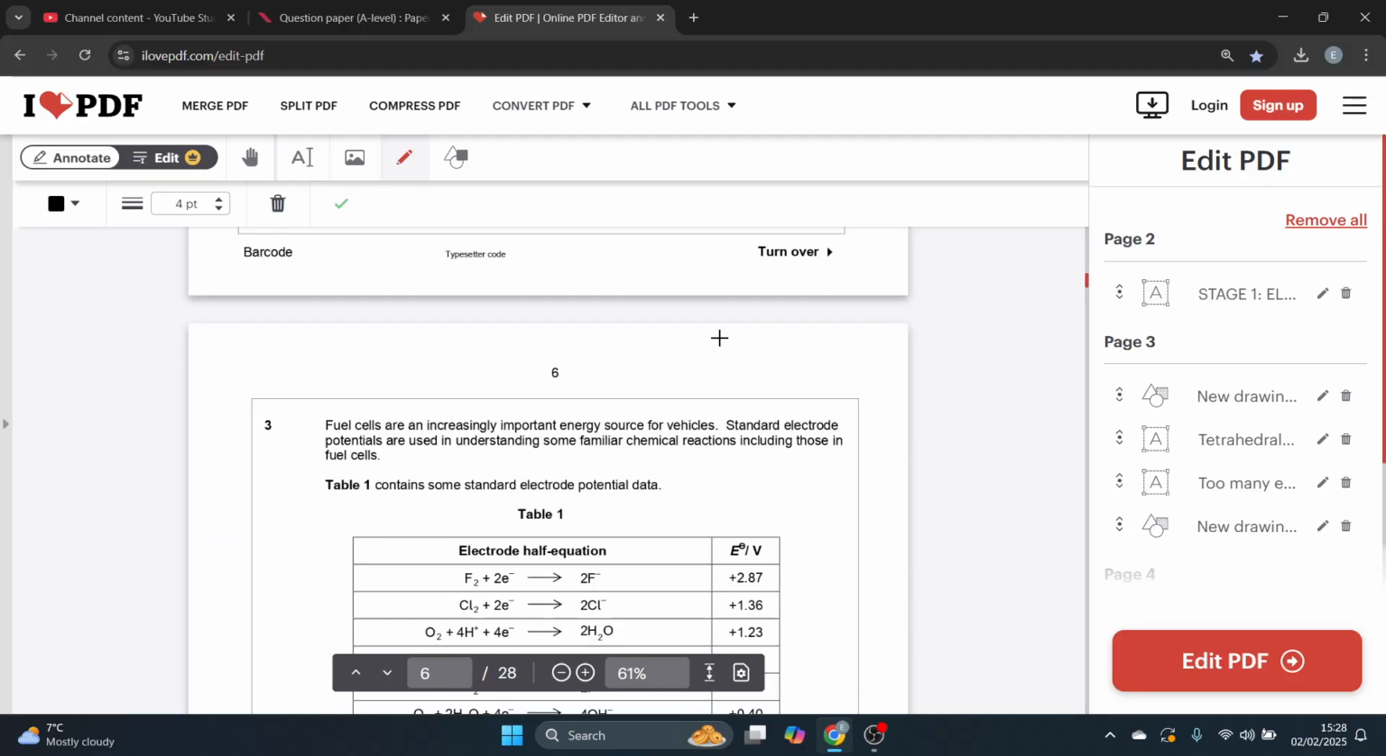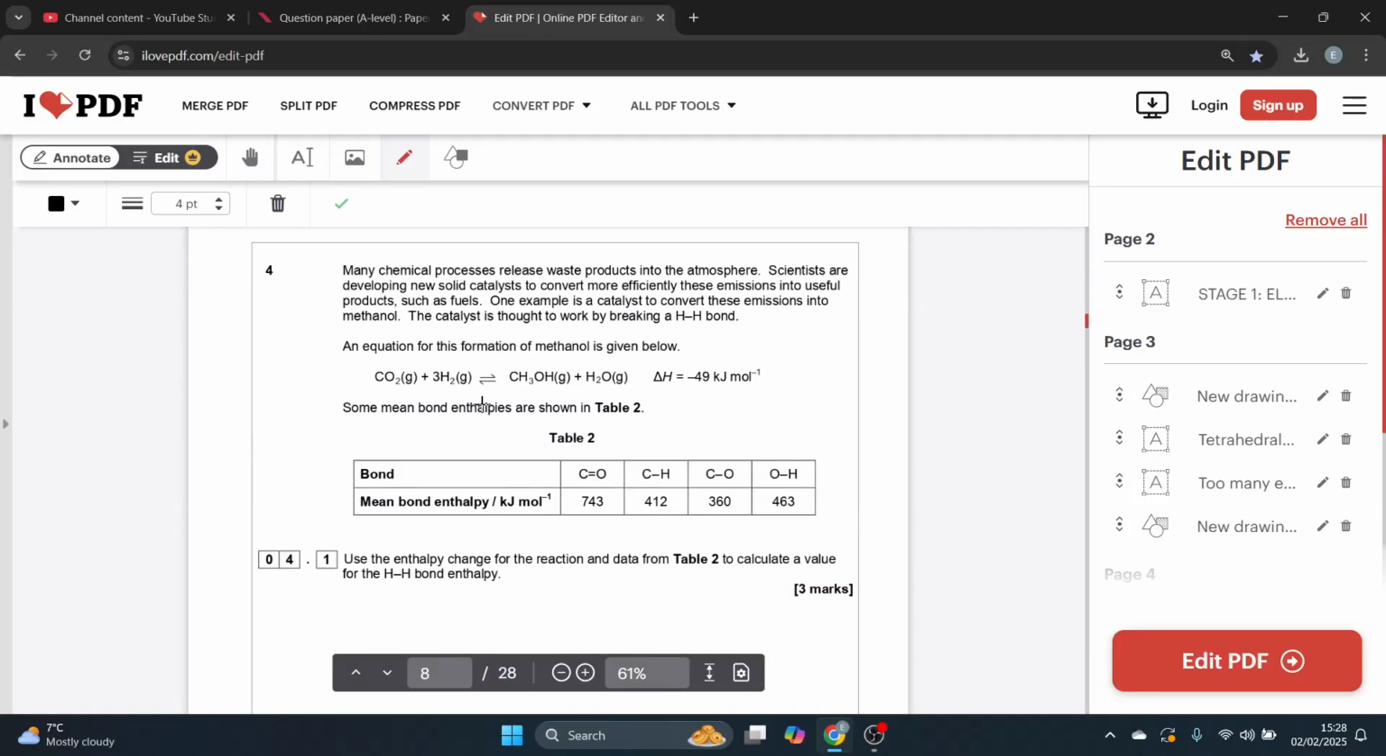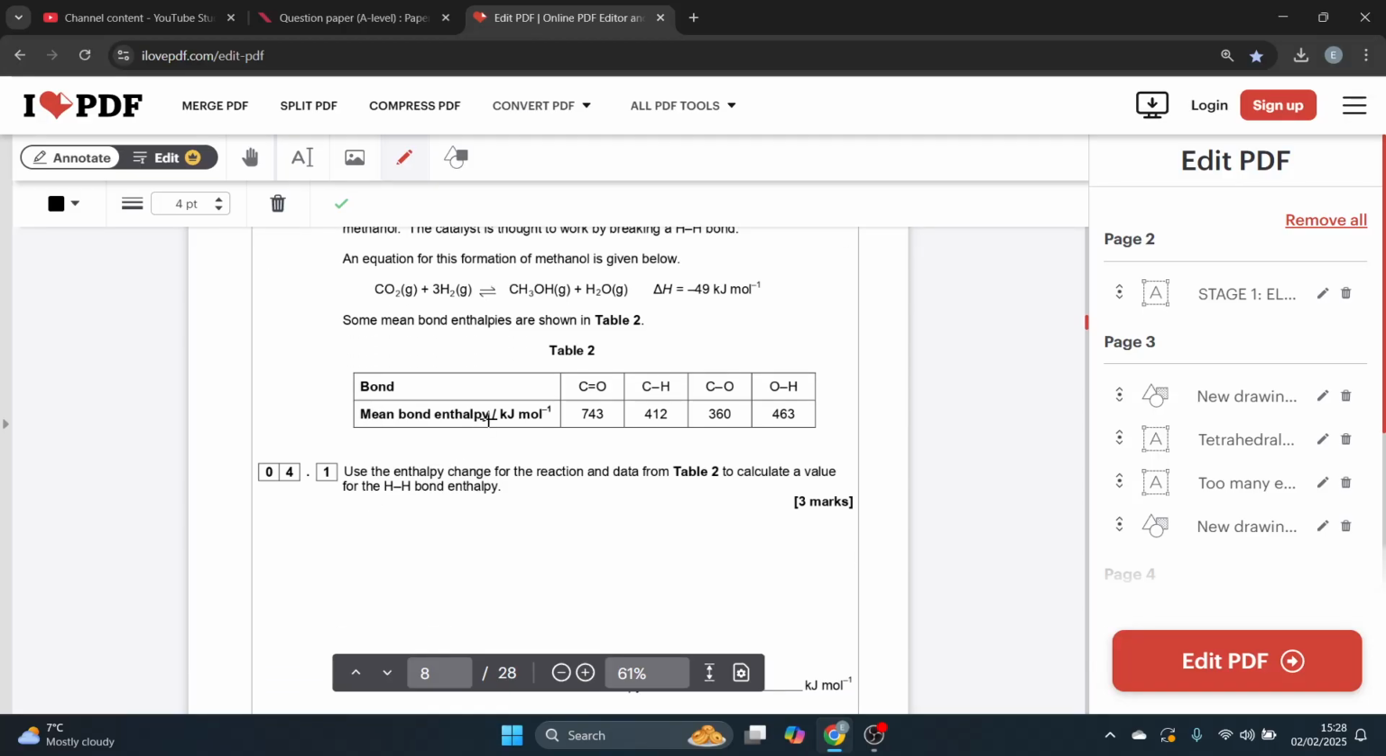Question 3, I can't do that. Standard electrode potential data, no. Can't do that. Question 4, yes, I can do that. Many chemical processes release waste products, blah blah blah. Using the enthalpy change for the reaction and data from table 2, calculate a value for the H-H bond enthalpy.